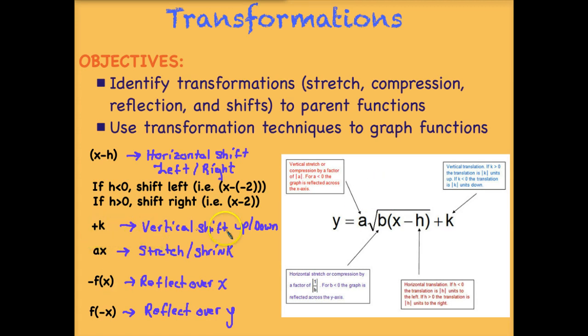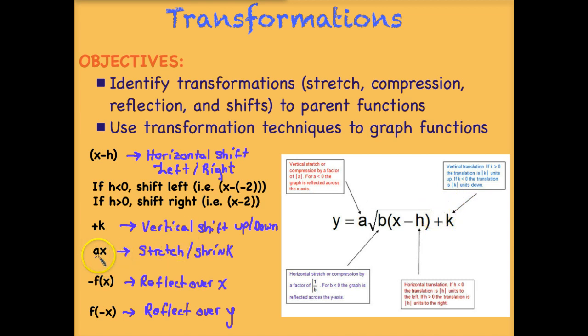Okay, let's move on to k. K on the end means shift up or shift down. So it's whatever it is, because y is over here. If we're shifting along the vertical axis, then y is in fact the actual value. So if we have a plus 2 on the end, we would shift up 2.